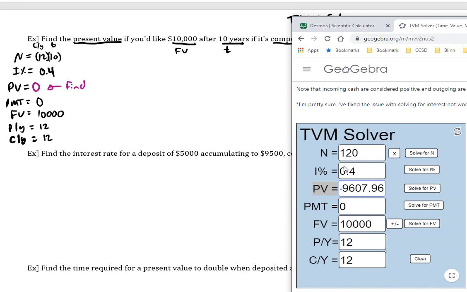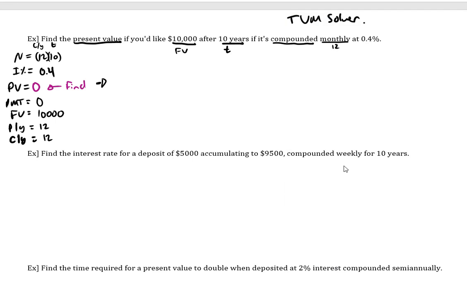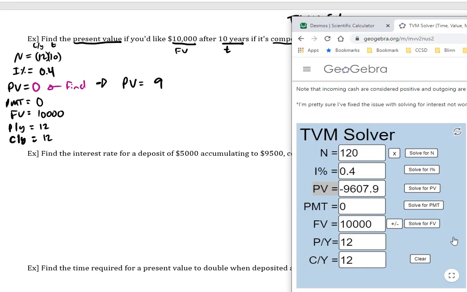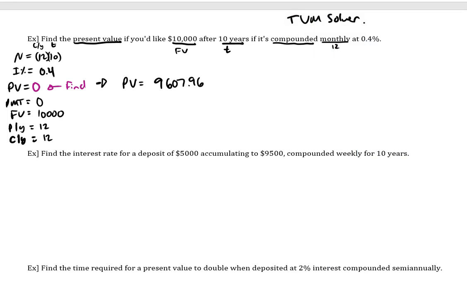Anyway, for our answer, we would write it as a positive. So we did find it. The present value equals 9,607.96. And there it is. Done. If we put all this money into an account, it's making about $400. So the interest rate isn't very great here.